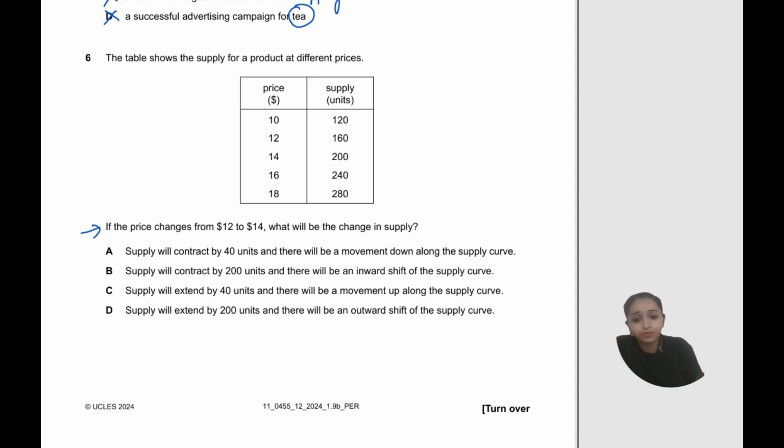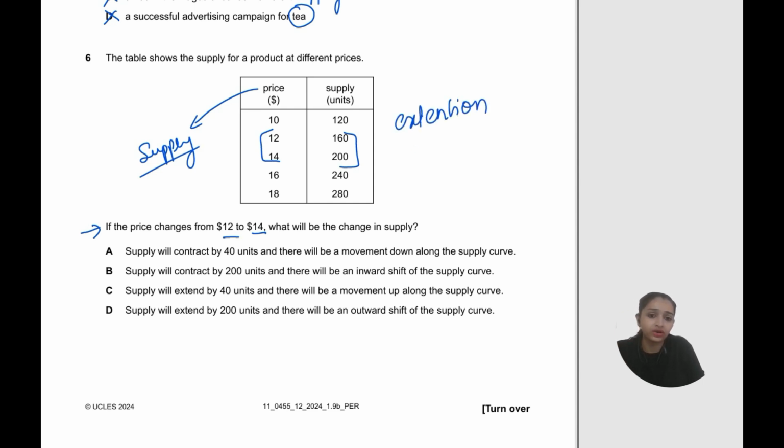Now, there is a price change from 12 to 14. This is what they are saying. What will be the change in the supply? Now, remember, straight away, you can understand that price is a factor that is affecting supply, right? Whenever the price is affecting supply, the words used will be extension or contraction.